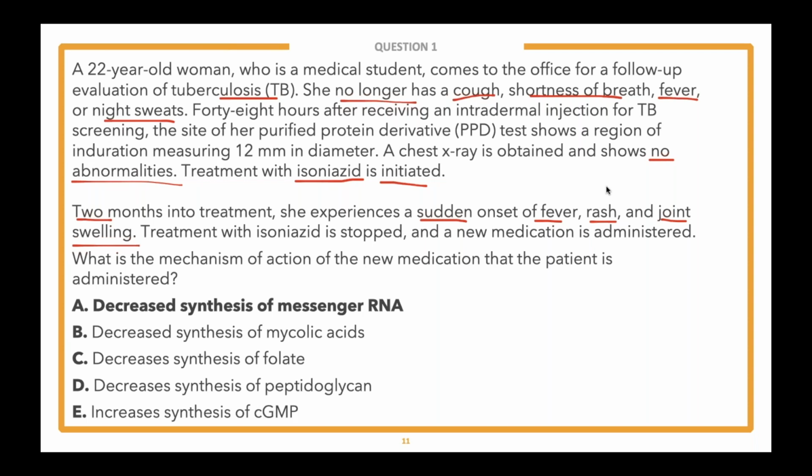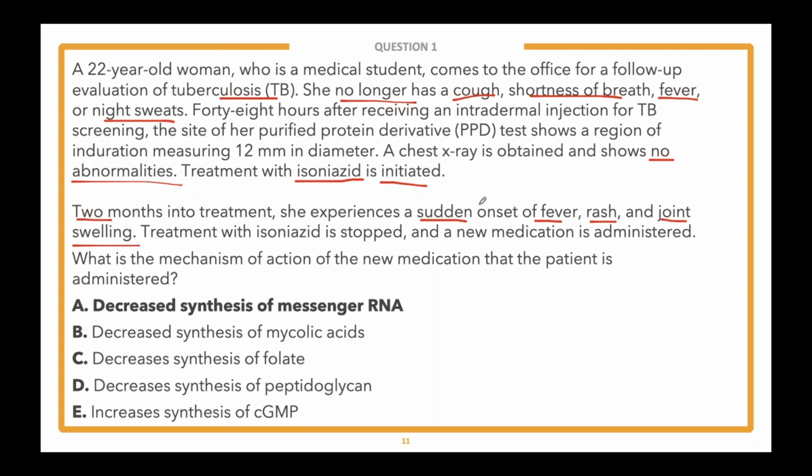So absolutely, isoniazid can cause a whole host of side effects for sure. But one of the classic boards ones is drug-induced lupus for sure. That's not unique to isoniazid, but it's definitely a classic cause on the boards.